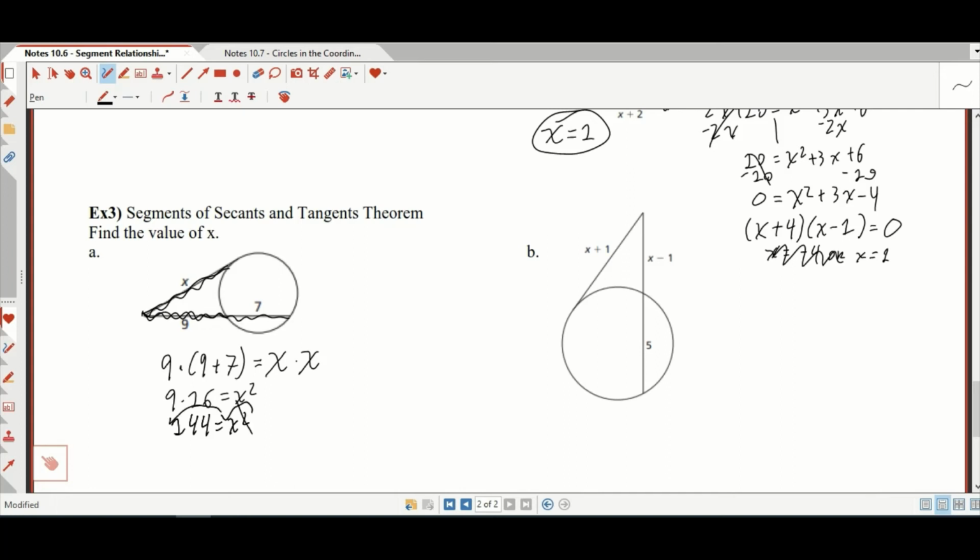Take the square root of both sides, and you get x equals plus or minus 12, but x can't be negative 12, so that's got a distance of 12.